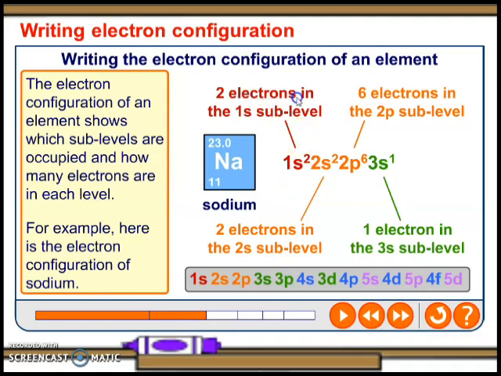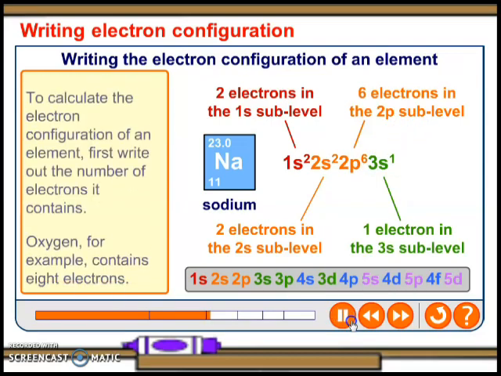So we have 2 electrons in the 1s sublevel, 2 electrons in the 2s sublevel, 6 electrons in the 2p sublevel, and 1 electron in the 3s sublevel.